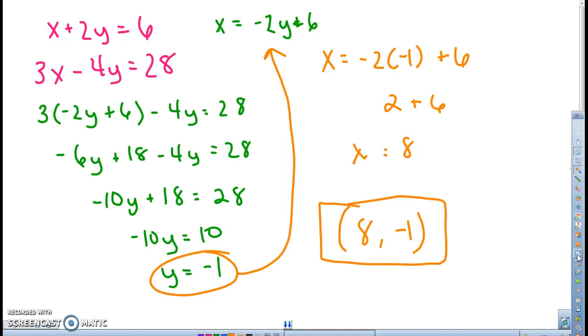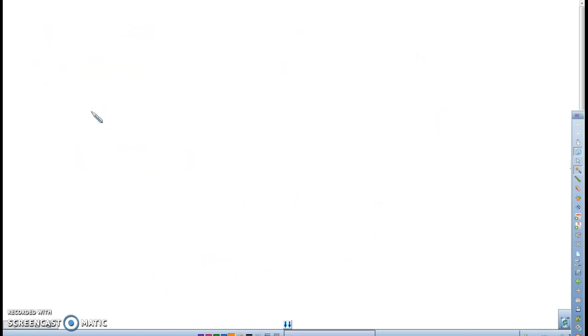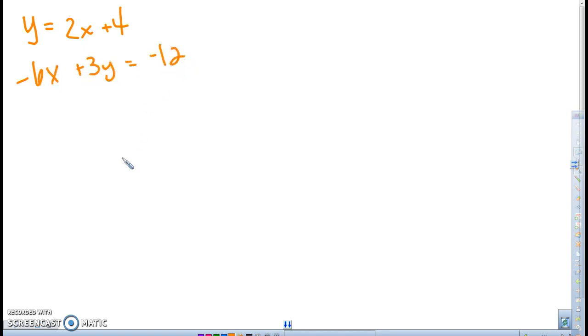Let's try another one. We'll start a little easier. We'll start with y equals 2x plus 4 and -6x plus 3y equals -12. And we'll see what we get from here.